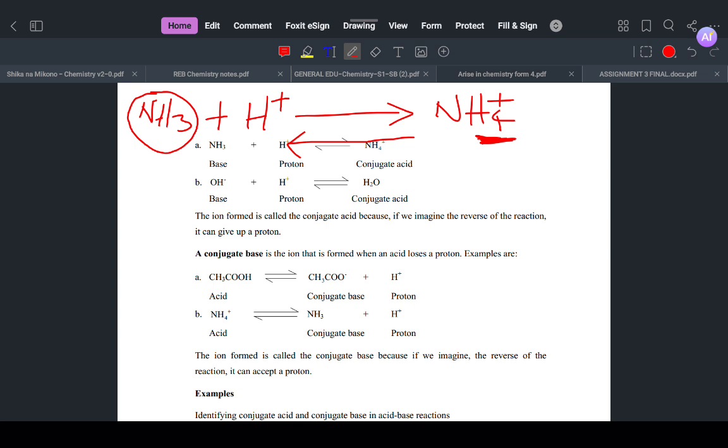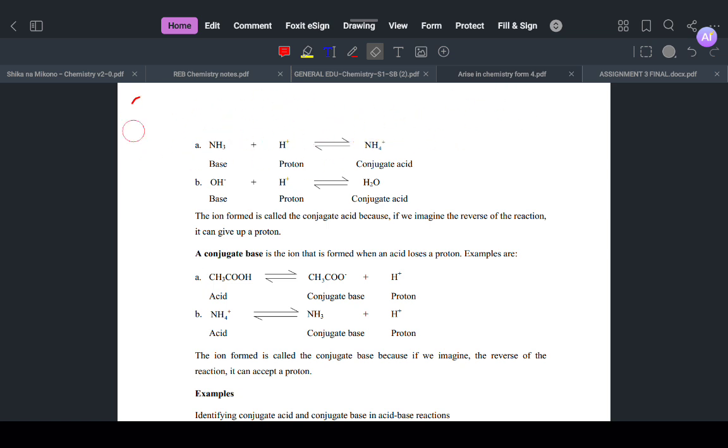The reason why we call this a conjugate acid is that we are imagining that if the reaction goes backwards, the conjugate acid will have to give up its proton, the proton that it gained from an acid. What it's going to form is the original base and the hydrogen ion that it gained before. All right, more examples.